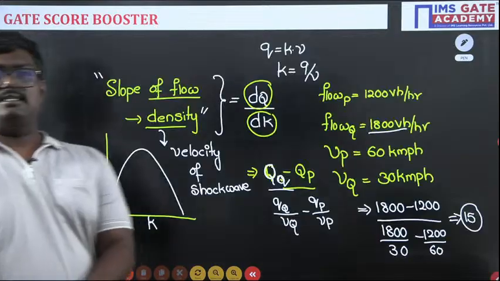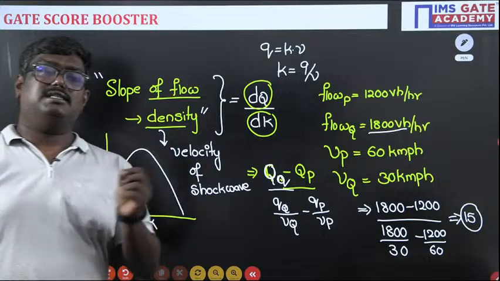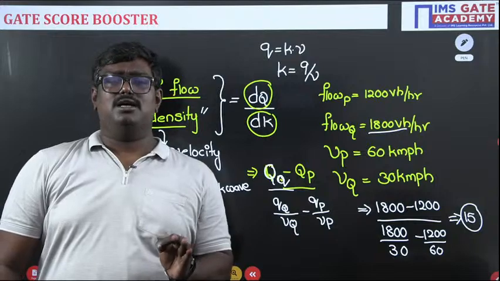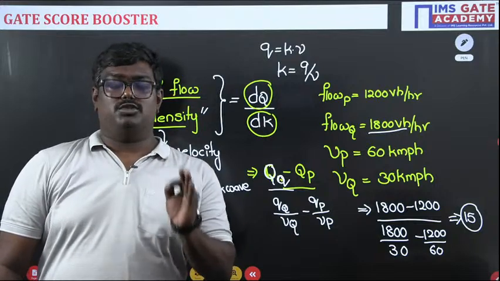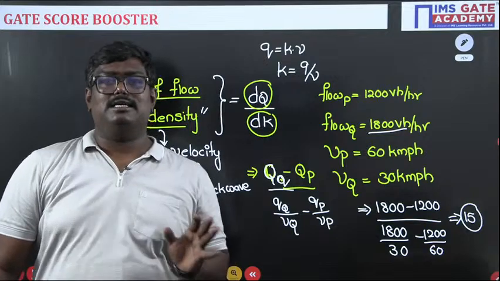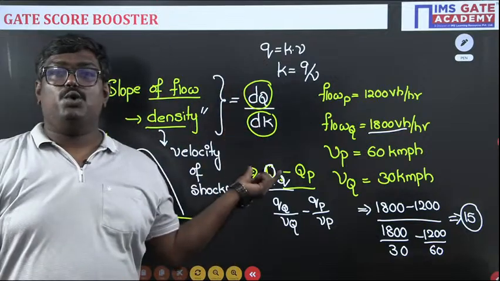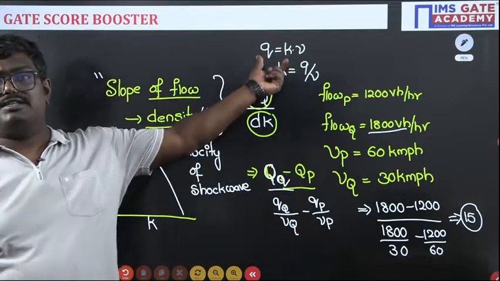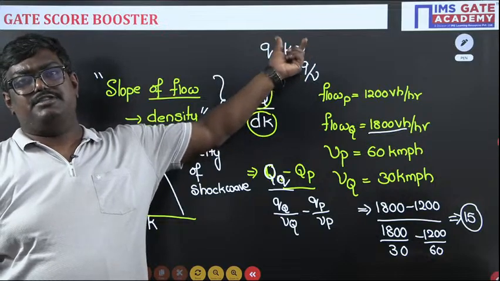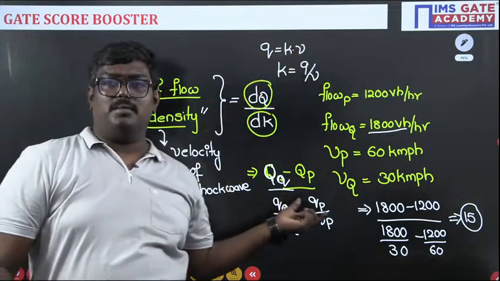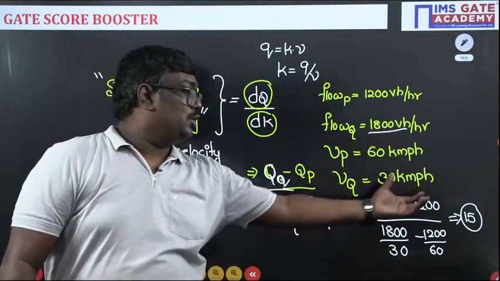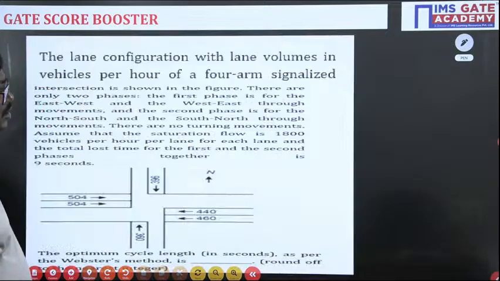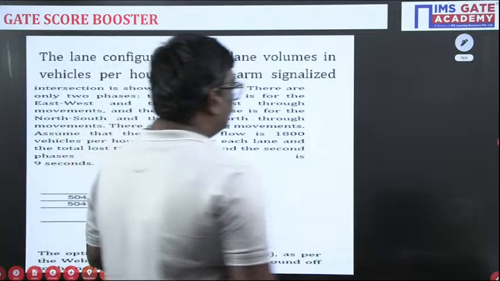Now my dear students, let me tell you one important thing. The key point in this is, the velocity of the shock wave is nothing but the slope of the flow and density curve. That is the reason it is given as dq upon dk, but traffic densities are not given. Again you should know traffic flow is equal to density into velocity. By applying these formulas, if you just plug in those values, you will get the answer as 15 kilometer per hour. Okay. Now just solve this question, students.